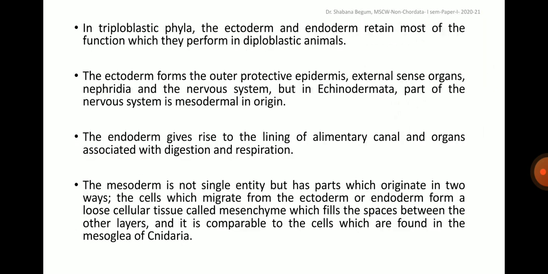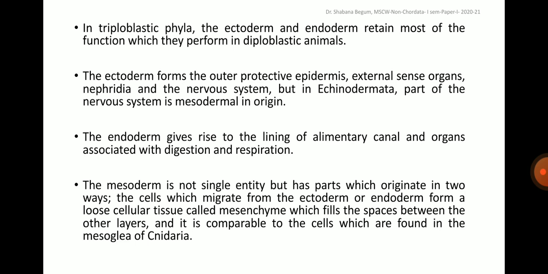So, in triploblastic phyla, the ectoderm and endoderm retain most of the functions which they perform in diploblastic animals. The ectoderm forms the outer protective epidermis, external sense organs, nephridia and the nervous system. But in the case of Echinodermata, part of the nervous system is mesodermal in origin. The endoderm gives rise to the lining of the alimentary canal and organs associated with digestion and respiration, while the mesoderm is not a single entity but has parts which originate in two ways.